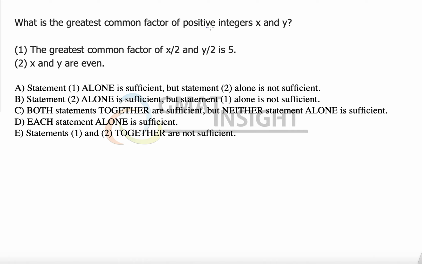What is the greatest common factor of positive integers x and y? Now here we have to find out the greatest common factor. Greatest common factor is also known as greatest common divisor, so we call that GCD. So GCD of x and y is to be calculated.